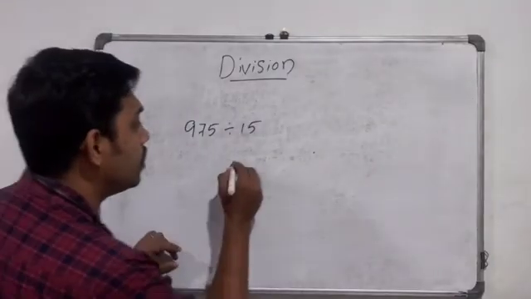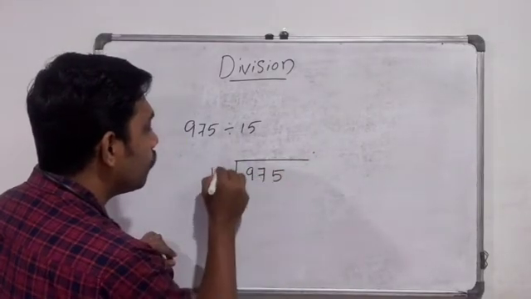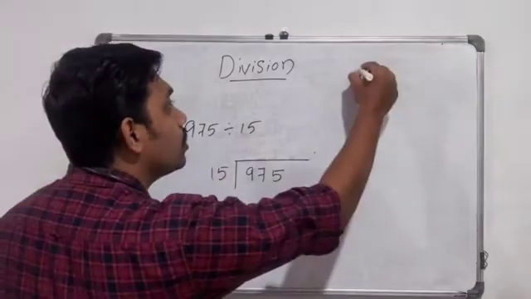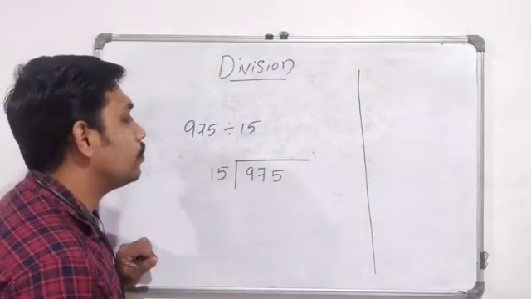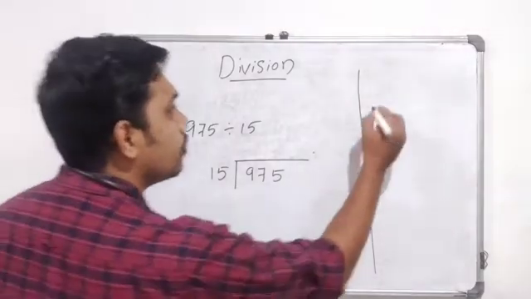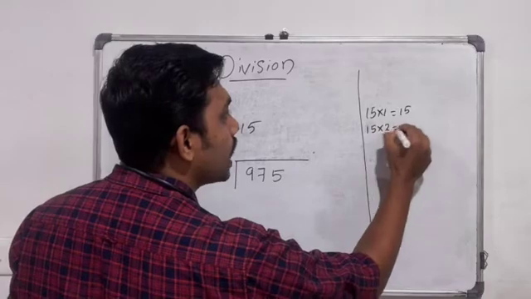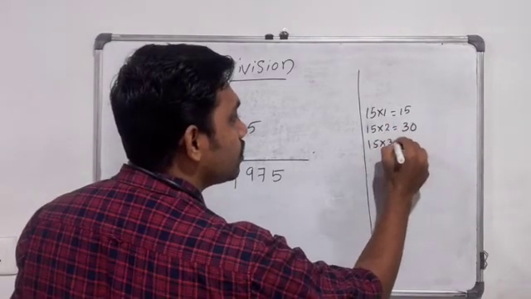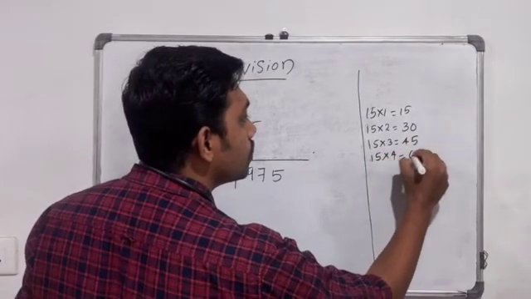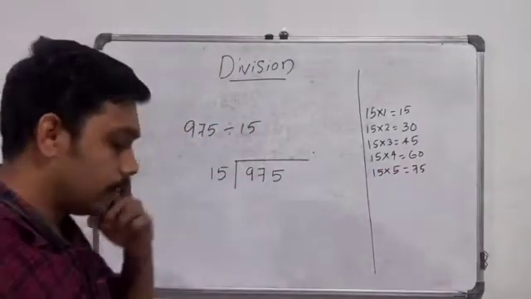So here we have the question. We need to divide 975 by 15. 15 is a two-digit number, so we need to know the multiples of 15. For dividing with 15, we need to know the multiples of 15, so we need to write them. 15 ones are 15, 15 twos are 30, 15 threes are 45, 15 fours are 60, 15 fives are 75. I think we need this.